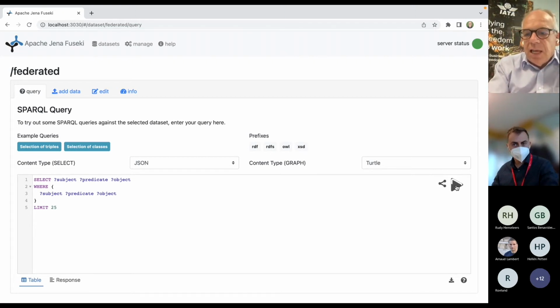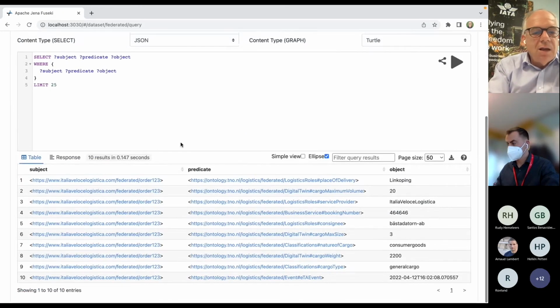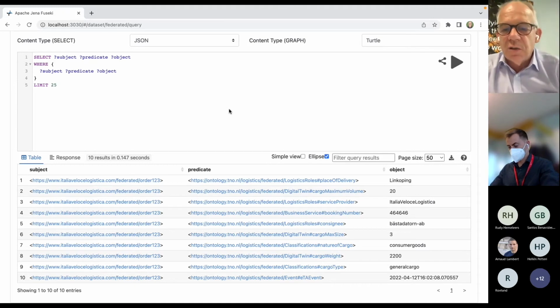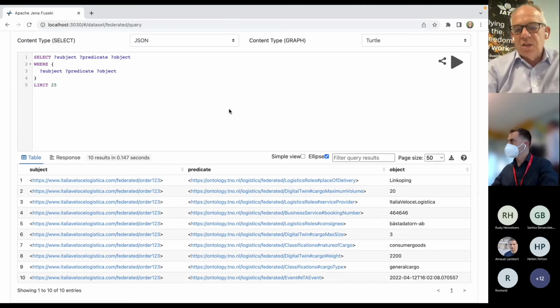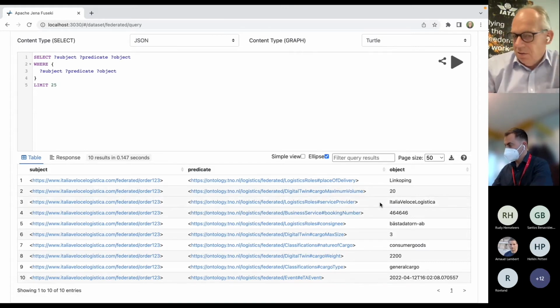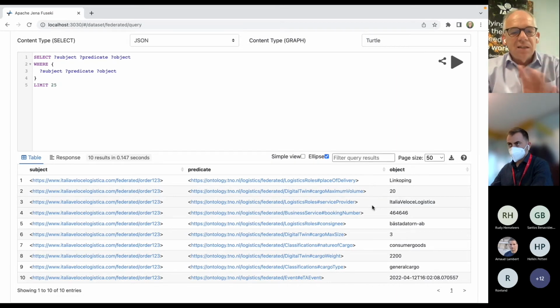I hit the play button and I go down, and presto, here we have the data I was showing on the slide earlier on. So it talks about place of delivery, maximum volume. You can see this on the right here. The big URL is because this is all linking to our ontology, right? So we're not faking it. This is all linking to the ontology and the actual data on the right.